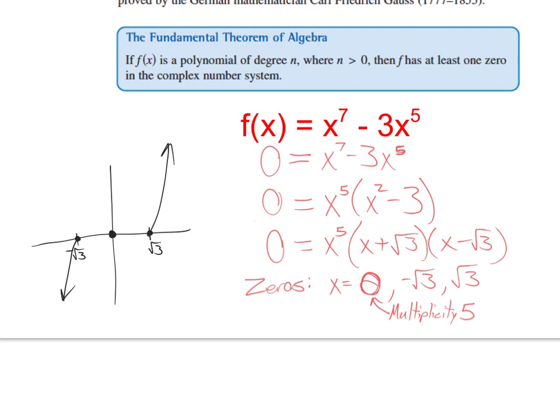Now watch this. This multiplicity 5 means that we're not just going to go straight through the 0. We're actually going to level off quite a bit and then go through it. Okay? That's something like what that would look like. It's an odd multiplicity, so it does still pass through the x-axis at that point. Okay? But it's going to level out a little bit before we get to that point.